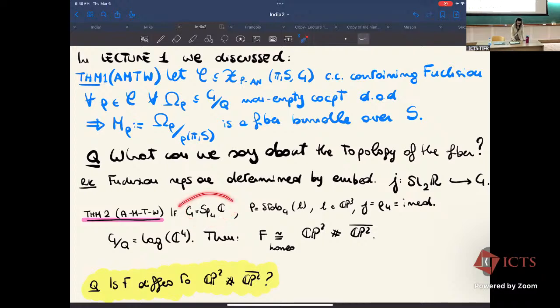Okay, so in the case of Sp4C, I'm going to recall all this notation. In this case, we are looking at P as the parabolic, the stabilizer of a line in C4. And so in this case, you have a domain of discontinuity in the Lagrangian. So the parabolic that we are using changes. And in this case, what we prove is that the fiber is homeomorphic to CP2 connected sum CP2 bar.